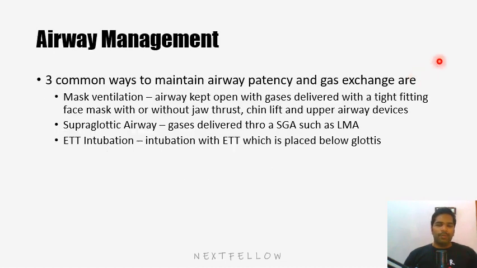Now coming on to airway management. So how do you manage the airway? The three common ways to maintain airway patency and allow gas exchange to take place are these three things: mask ventilation, supraglottic airway insertion, and endotracheal intubation. So first we'll see endotracheal intubation. Most of you would have been familiar with endotracheal intubation from your house surgency. It's nothing but placing an endotracheal tube through the mouth into the trachea. So that is a definitive airway of the patient.